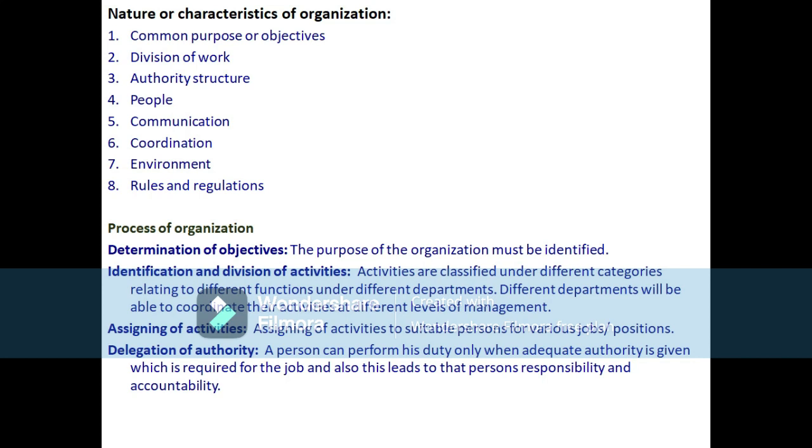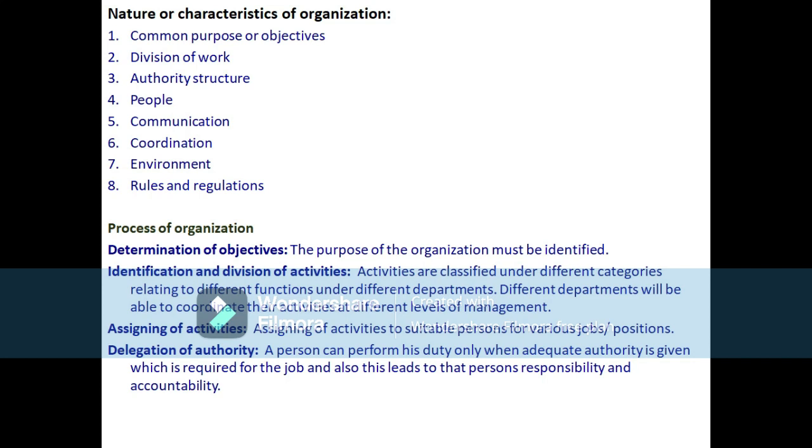Coming to the second one, identification and division of activities. So what does identification and division of activities mean? All the activities necessary for the accomplishment of objectives are to be determined. All such activities are to be classified under various categories, and all similar activities are to be grouped together. Once again, in identification and division of activities, each and every activity should be accomplished at the end of the day in the organization.